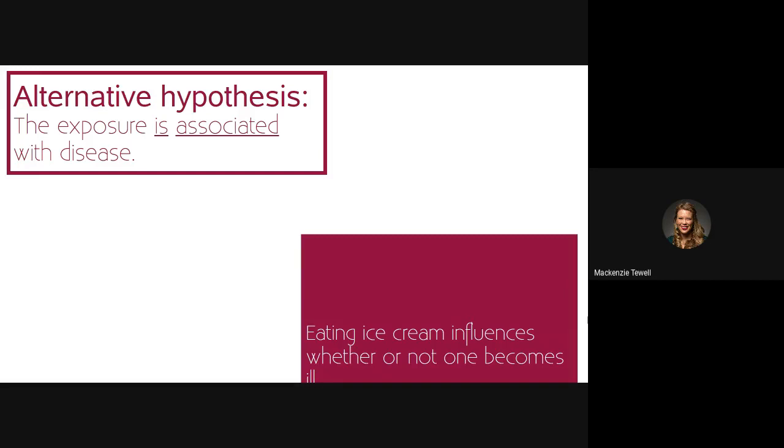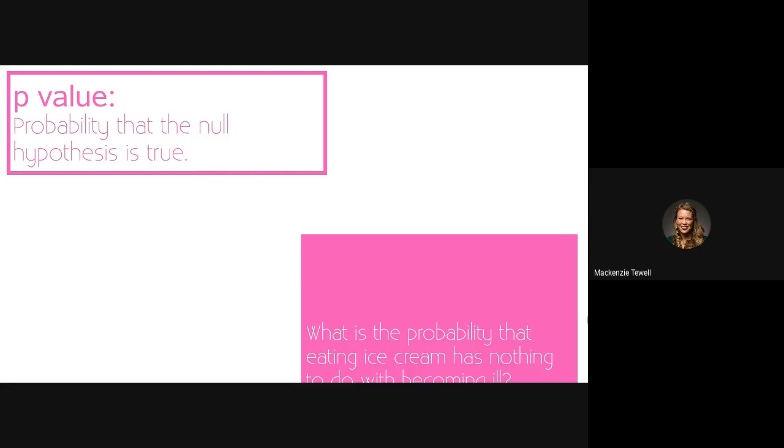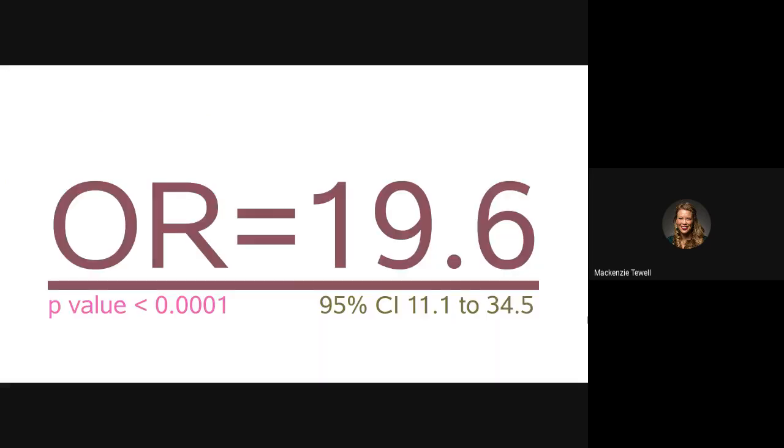When you see the p-value, you should think probability. And we want a small p-value because the small p-value means that we'd be very unlikely to observe such an association if the null hypothesis were true. The p-value tells us the probability that eating ice cream is unrelated to becoming ill. So back to our odds ratio of 19.6. With this odds ratio calculation, we got a p-value of less than 0.0001, and a confidence interval of 11.1 to 34.5. In the upcoming slides, we'll talk about what this means.